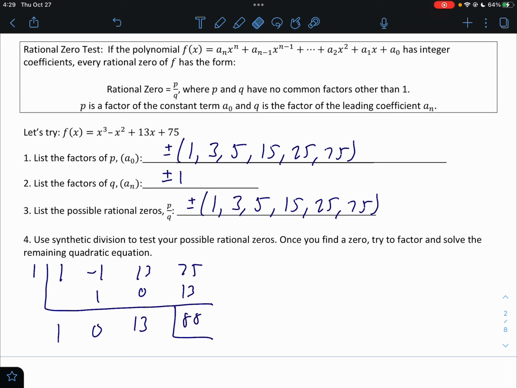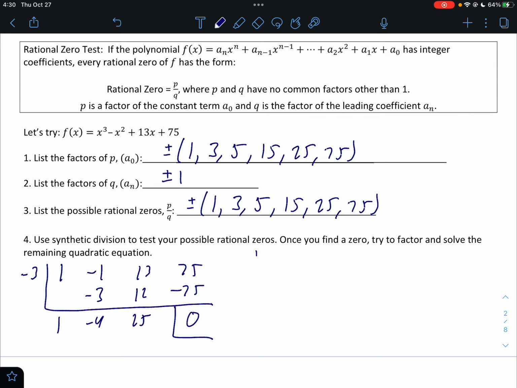Maybe let's try -1. Now again, I know the answer, and I know -1's not going to work either, but let's try it anyway. So 1, then -2, 15, negative 15, 60. So again, we didn't get 0, so that doesn't work either. So we just keep trying them until we find one that works. The one that is going to work here is negative 3. Let's see why that works. So 1, negative 3, negative 4, 12, 25, negative 75, and 0, and that's what we want.